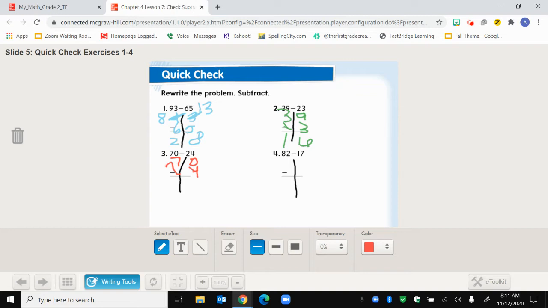If I have the ones first, 0 minus 4, can I take 0 minus 4? No, I cannot. So I'm going to cross out the 7 and turn it into a 6. And I'm going to add 10 to my 0, and it will become 10. So 10 minus 4, 10 fingers, take 4 away. You should get 6. 6 minus 2, 6, 5, 4. You should get 4.